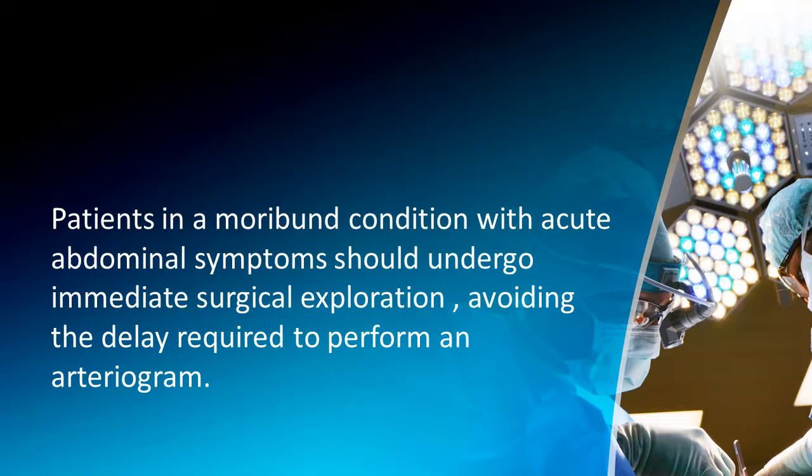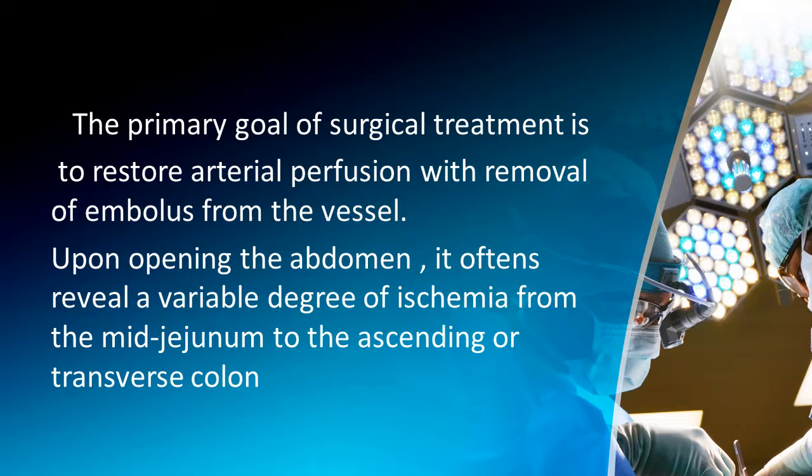Patients in a moribund condition with acute abdominal symptoms should undergo immediate surgical exploration, avoiding the delay required to perform an arteriogram. The primary goal of surgical treatment is to restore arterial perfusion with removal of embolus from the vessel. Upon opening the abdomen, it often reveals a variable degree of ischemia from the mid-jejunum to the ascending or transverse colon.